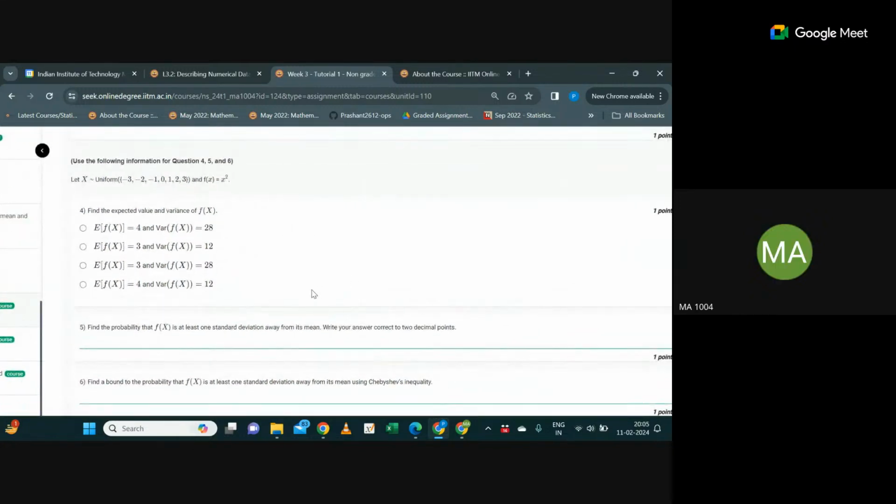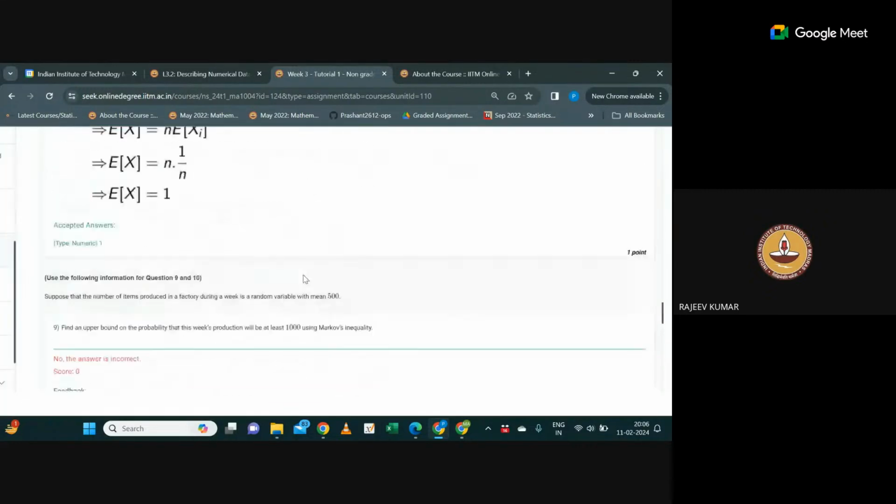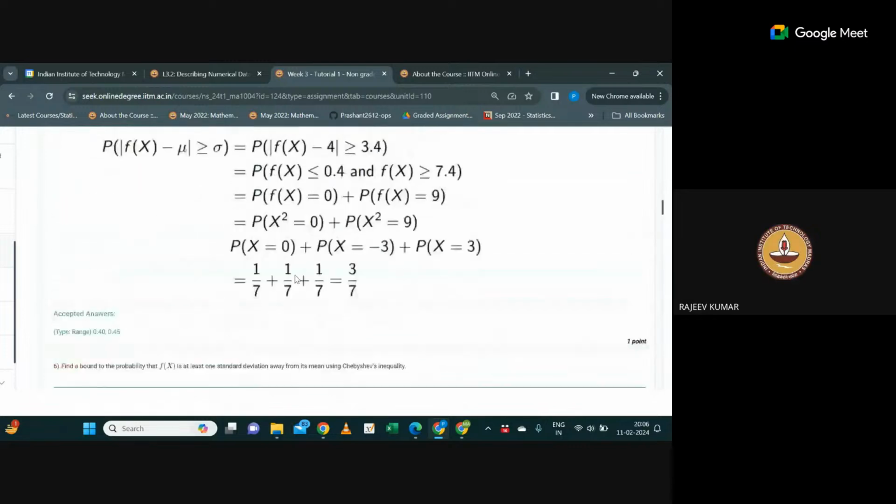So what's the problem? Sir, how do I write it in symbols, like probability of x less than or greater than? What do you mean by at least? It should be greater than. Find the probability fx is at least one standard deviation away from its mean. So it means your x minus mu, away from its mean, that means x minus mu greater than or equal to k sigma, where the value of k is 1. Sorry, greater or equal to sigma only.